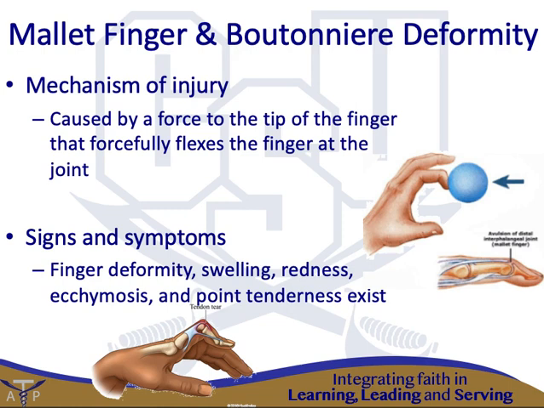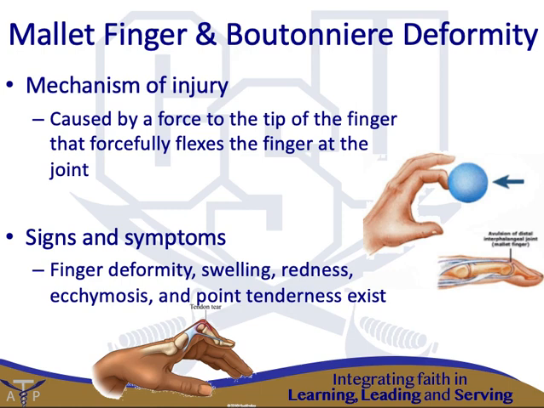You can see that they're both extensor type of tendon injuries. One, however, is at the DIP, and that is the mallet. The other one is at the PIP, and that is the boutonniere deformity. Within these two deformities, we can also have an avulsion or other fractures that can occur if this occurs acutely.